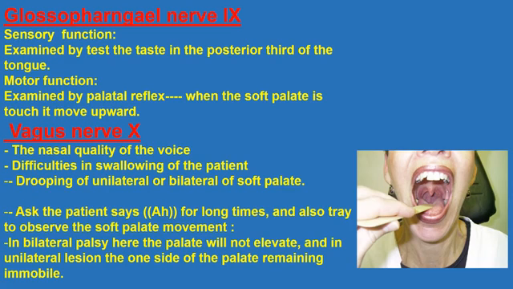The 10th cranial nerve is the vagus nerve. We expect abnormality in the vagus nerve if the patient has a nasal quality of voice, or difficulties in swallowing, or drooping of the soft palate, unilateral or bilateral. Examination of this nerve is done by asking the patient to say ah for a long time, and also observing the soft palate movement. In case of bilateral palsy, the palate will not elevate, while if there's a unilateral lesion, one side of the palate moves while the other side is immobile.